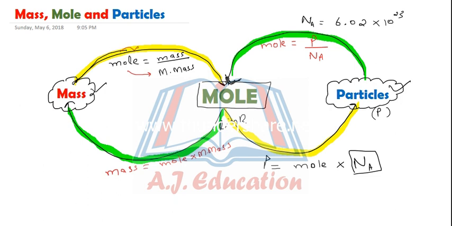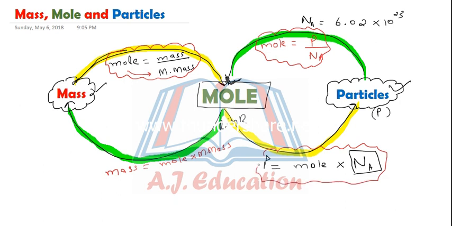We have this expression over here: mass, mole, and particles. It's a very easy way to keep in mind the concept of moles, and how the mole is a link between these two quantities. We can do all kinds of calculations from this if we know this relationship, right?